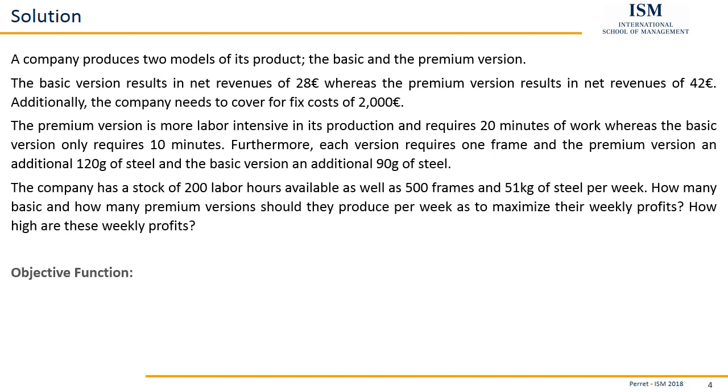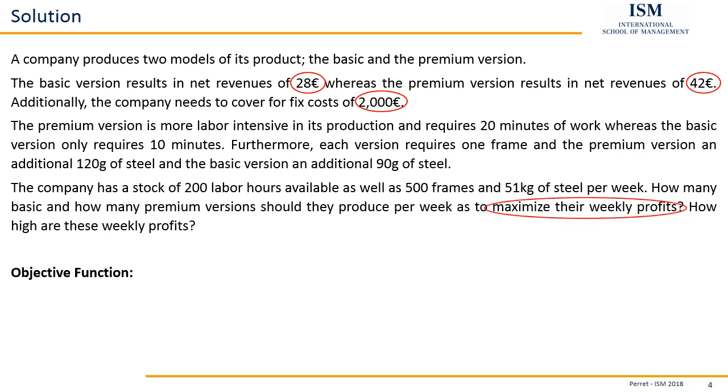It's the same text, but here we are interested in getting our objective function. So first, what is our objective? Here it clearly reads how many basic versions to produce per week to maximize the weekly profits. And we have the profits for the first one of 28 euros and the profits or net revenues of 42 for the second one. Additionally, we have the information that they have fixed costs. So we need to write this information down, only by referring to our decision variables.